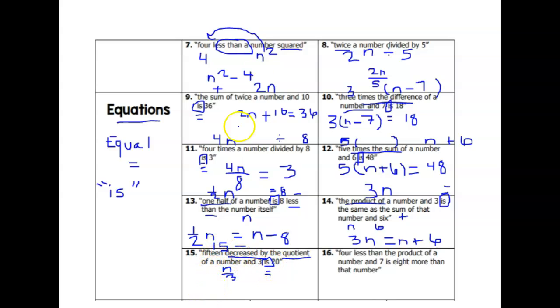So if I have to write this out, I'm going to write it down here in another color. I know it's going to be 15 minus n over 3 equals 20. Okay? My last one. 4 less than the product of a number and 7 is 8 more than that number.